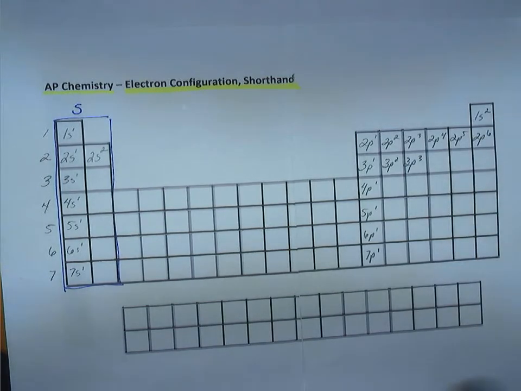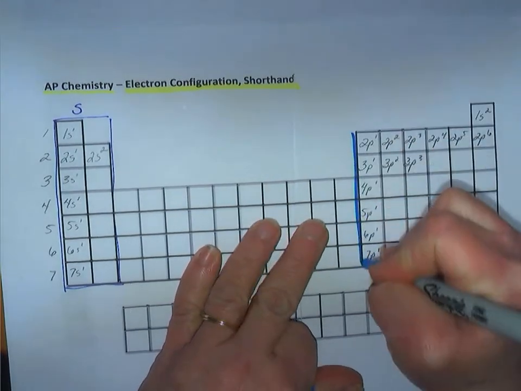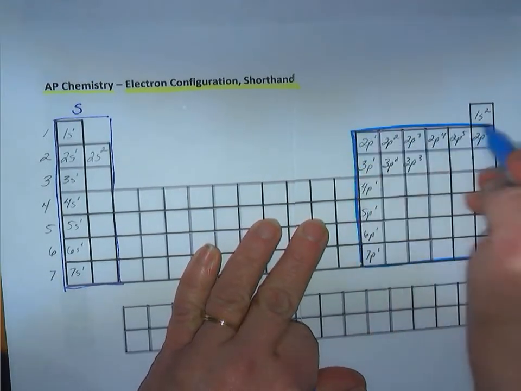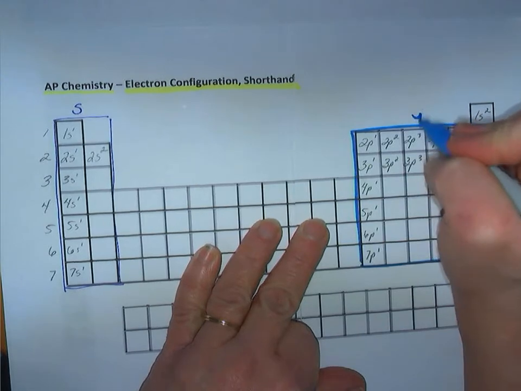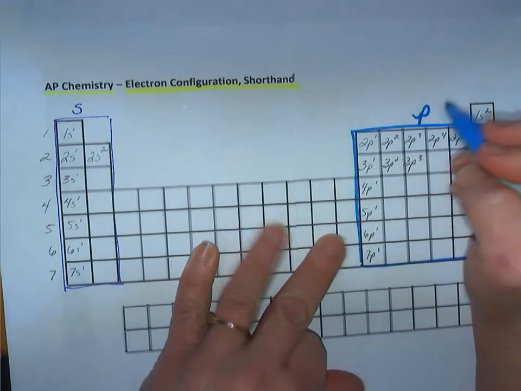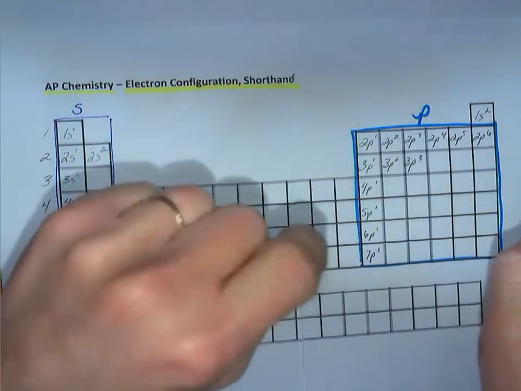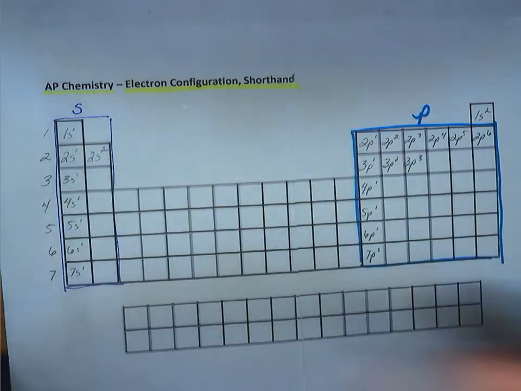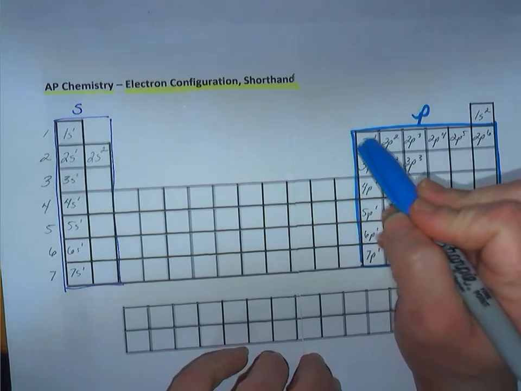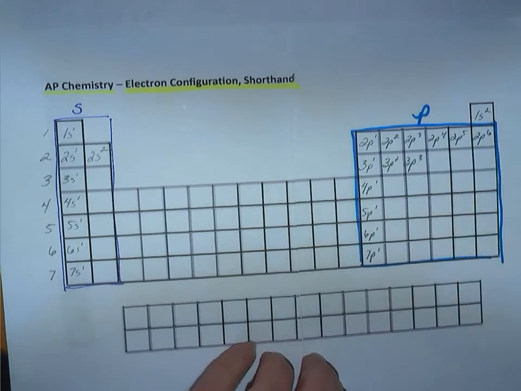And then this section over to the right, these elements are the p block. And of course the p sublevel holds 6 total electrons, 2 in each of its 3 orbitals. So that's of course why we have 1, 2, 3, 4, 5, 6 across.